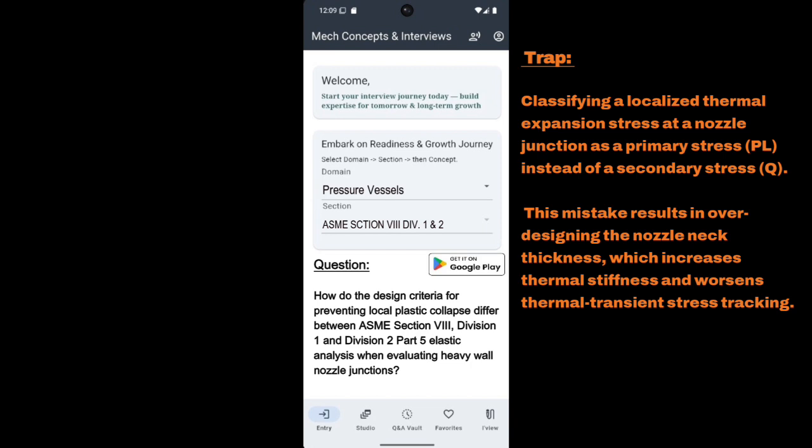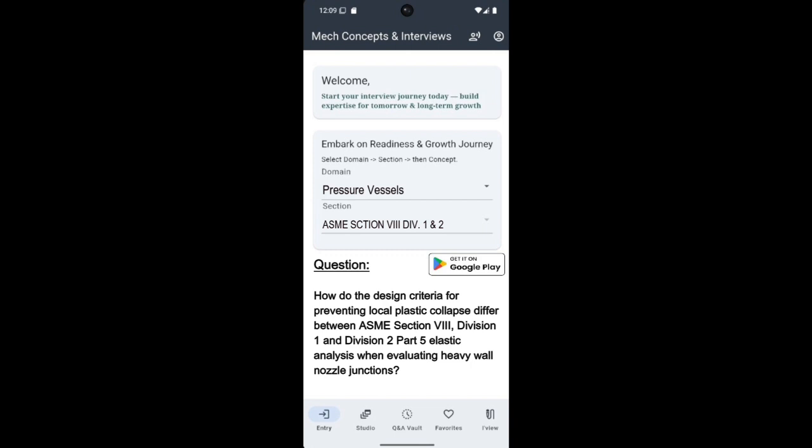By artificially thickening the nozzle neck to meet a misclassified stress limit, you drastically increase the thermal stiffness of the junction. You create a rigid block of steel that cannot flex or distribute thermal gradients. And what is the long-term result of that stiffness? Instead of a safely bending joint, you engineer a brittle thermal response that actively worsens thermal transient stress tracking. That leads directly to accelerated fatigue cracking.